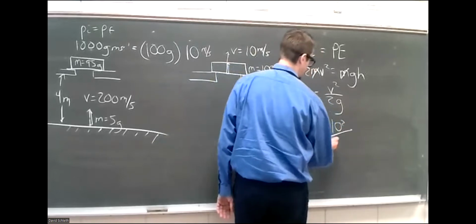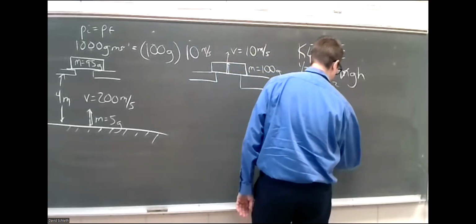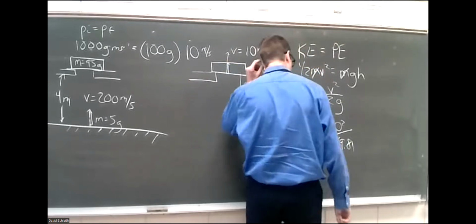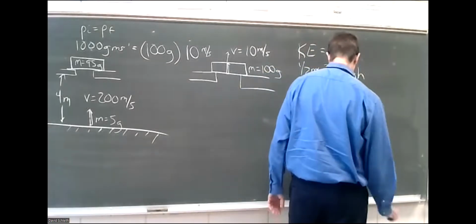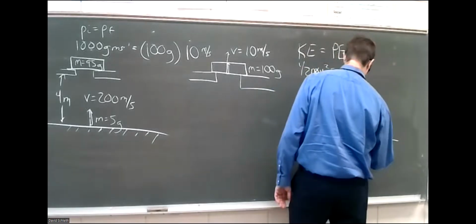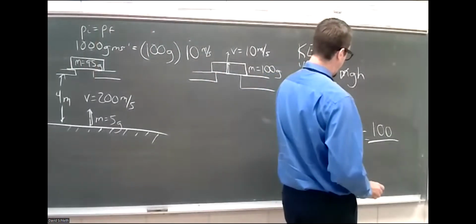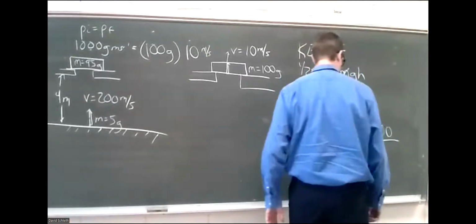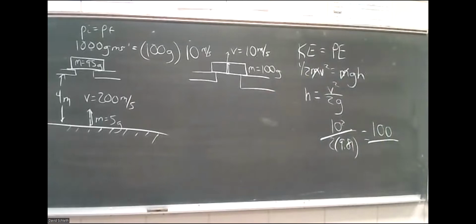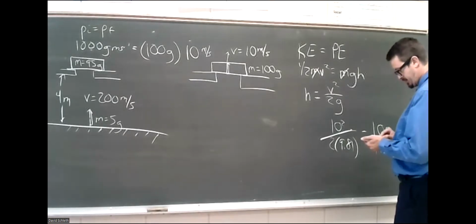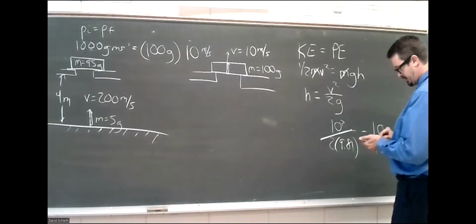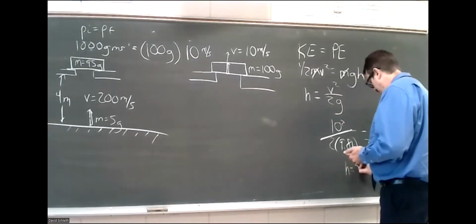So that's 10 squared over 2 times g. What's 2 times 9.81? 19.62. So we'll go 100 divided by 19.62, which gives us a height of 5.1 meters.